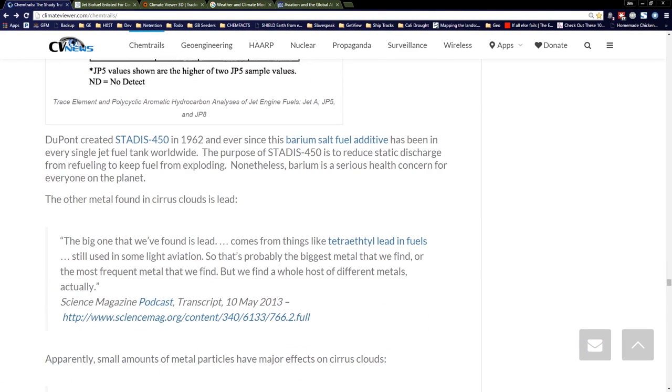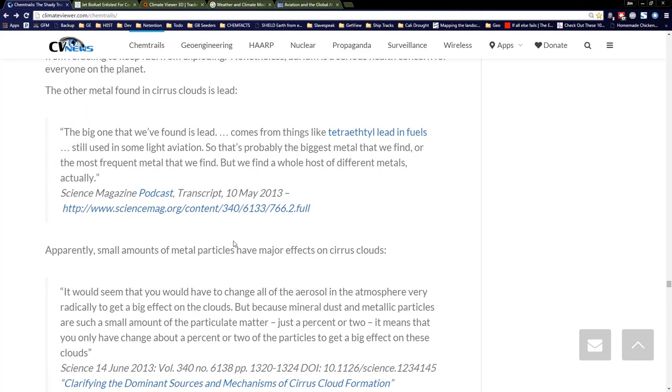So, Stadis 450 was created in 1962 by DuPont. It's a barium salt fuel additive that's called an anti-static agent, and it's supposed to keep the planes from blowing up from the static discharge. Nonetheless, it's barium, it's a health concern, it's poisonous, and they should not be putting that in there.